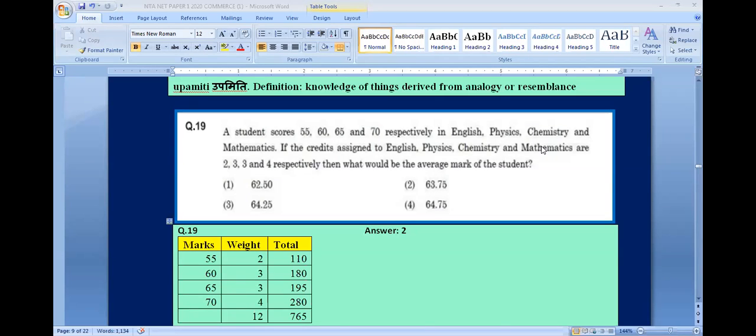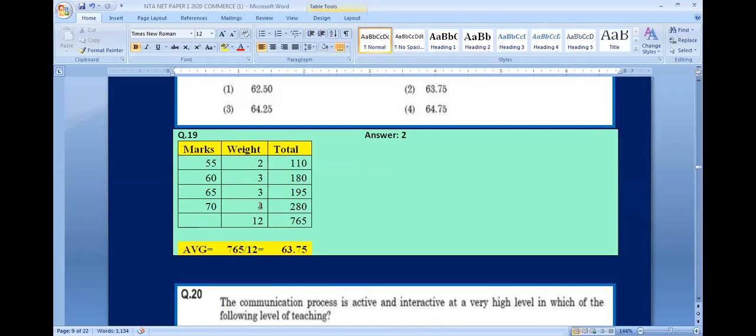If the credits assigned to English, physics, chemistry, and maths are 2, 3, 3, and 4 respectively, what would be the average mark of the student? So it's a type of weighted average problem. We need to add weight with the respective numbers. For 55, it is 2, 60, it is 3, 65, it is 3, and 70, it is 4. It is given in the question. We are just assigning it. And multiply both, you will get 110, 180, 195, 280, etc.